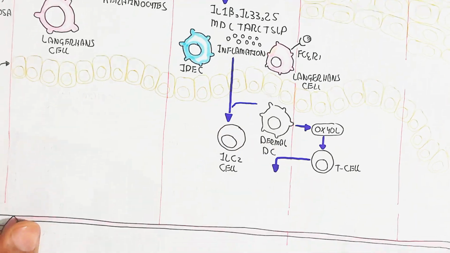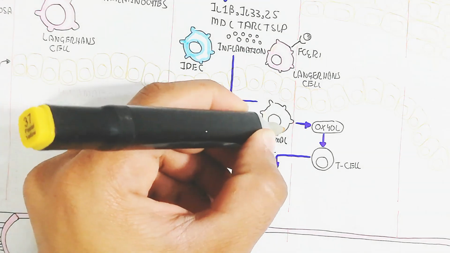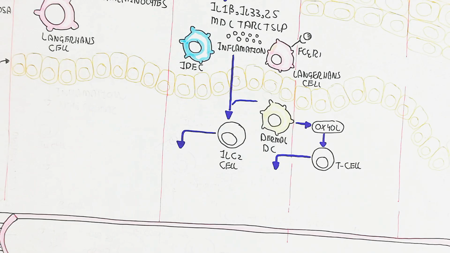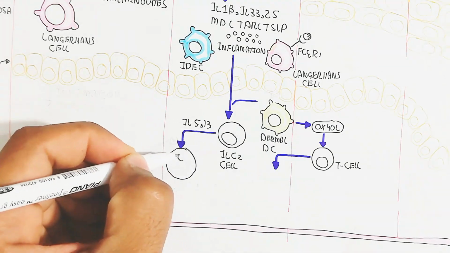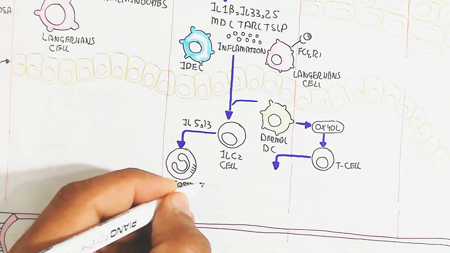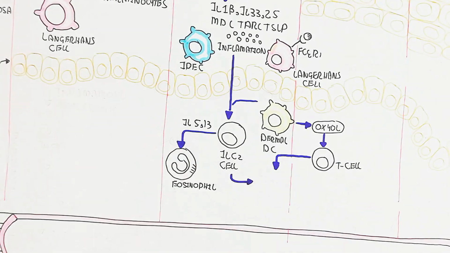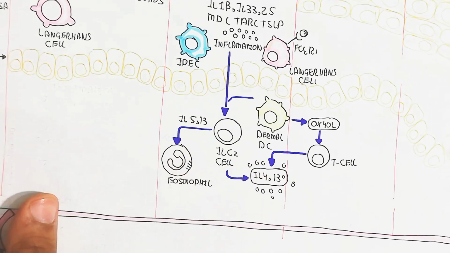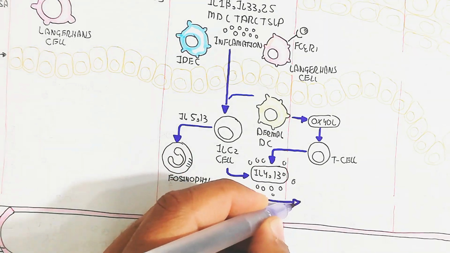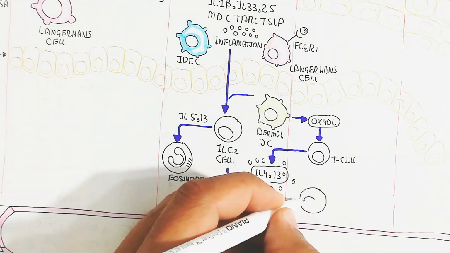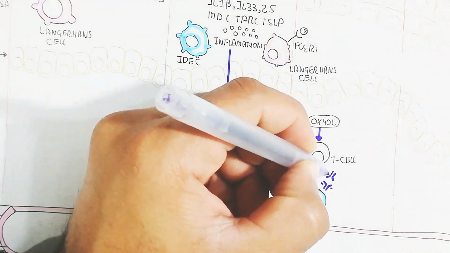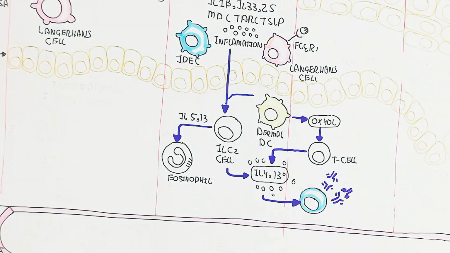The T cell is activated through OX40 ligand, and interleukin 2 will also be produced. Interleukin 5 and 13 will lead to recruitment of the eosinophil, and the eosinophil will lead to more allergic reaction. On the other hand, this T cell will produce interleukin 4 and 13, and the ILC2 cell also produces this, which will lead to recruitment of the B cell.